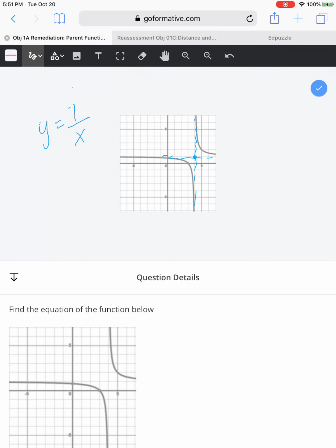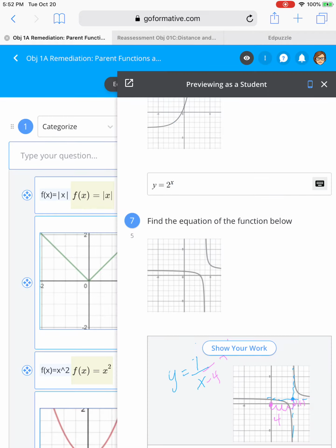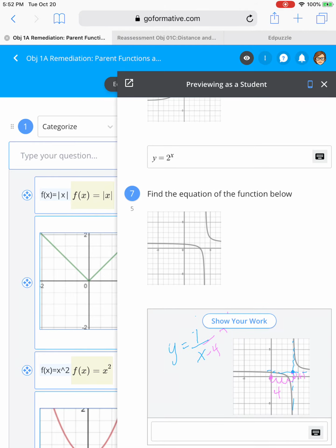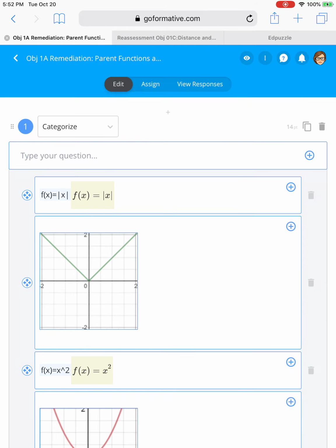And so I just have to figure out, well, where did my graph move? Well, usually this point right here is at 0, 0, so how many spaces? 1, 2, 3, 4 right, and then 1 space up. And so 4 to the right would be, well, it's always the opposite, so -4 in the denominator, and 1 up would be +1 on the outside. So, and that is that. That's the 1A remediation.